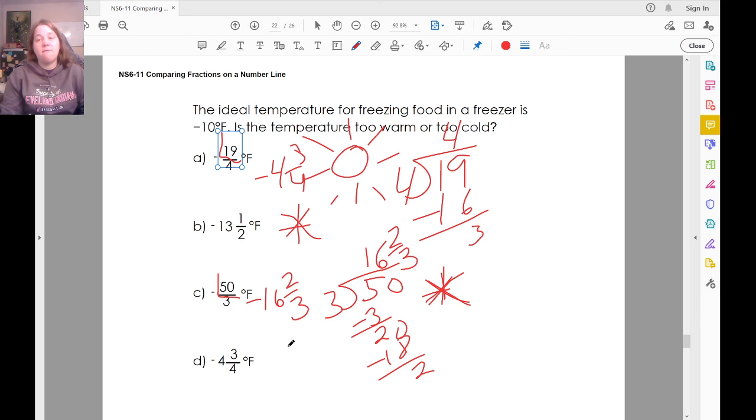And then we have -4 3/4. -4 3/4 isn't reaching -10 yet. That's cold, but it's not as cold as -10. So even though it's a negative temperature, that's still going to be too warm.